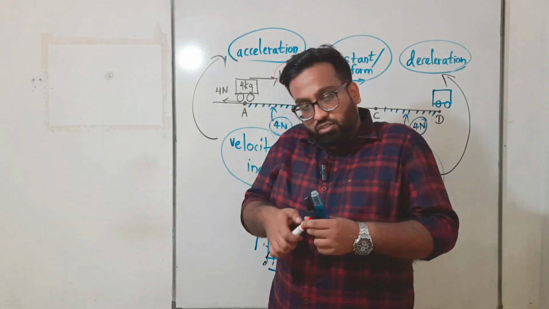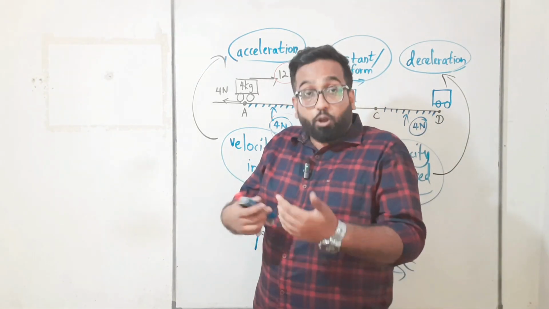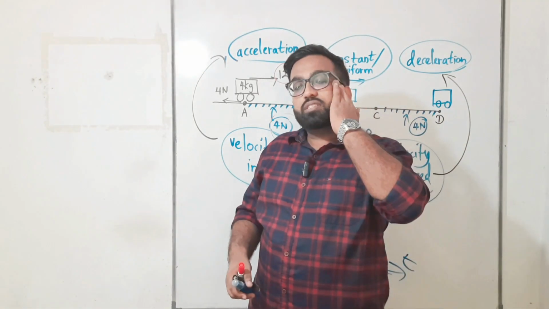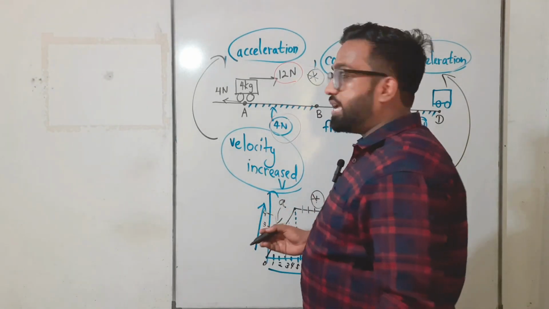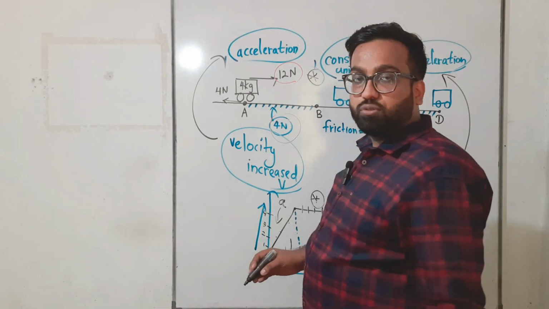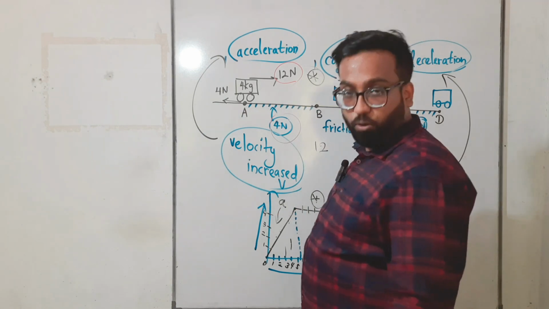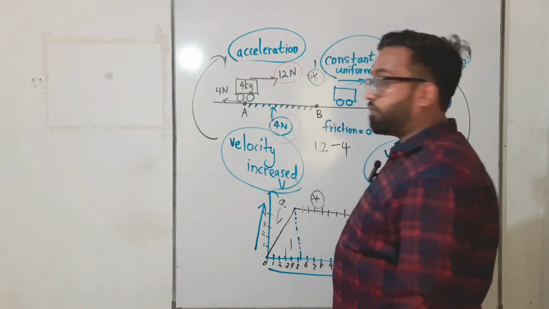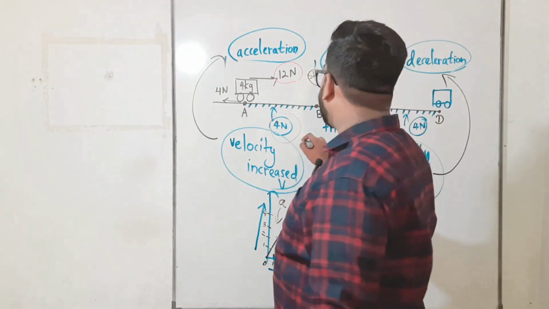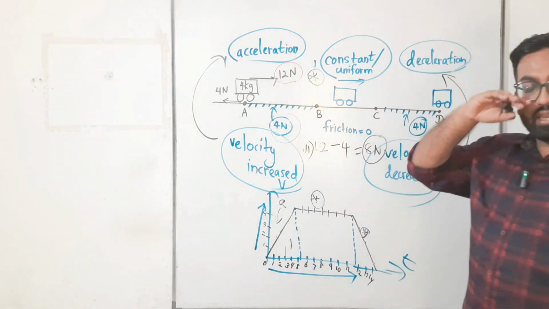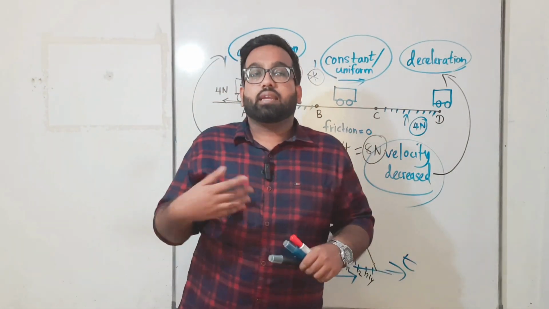So because of that frictional force, can this 12 Newton force be given properly to the trolley? No. Why? An opposite force is acting. So if you need to find the unbalanced force, you have to subtract. 12 is the given force minus 4, which is the frictional force. 12 minus 4, 8 Newton is the answer. 8 Newton is the unbalanced force, right?